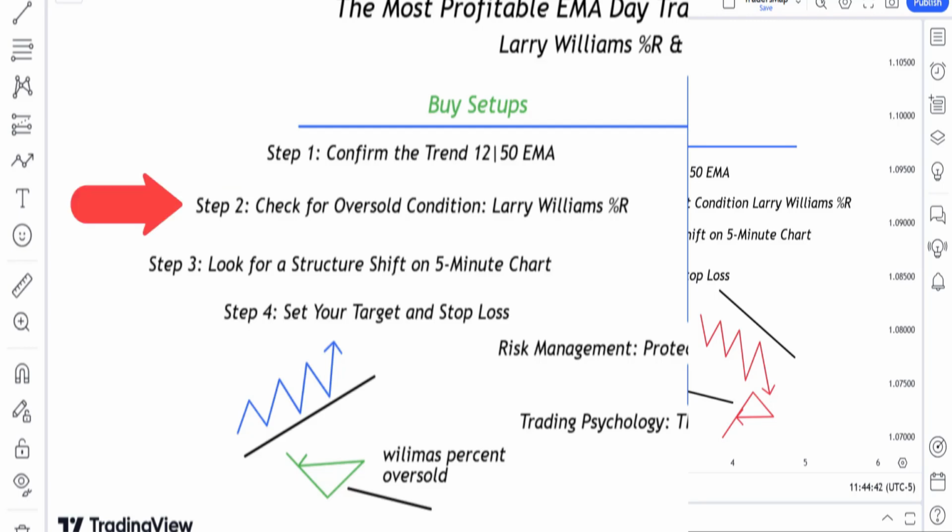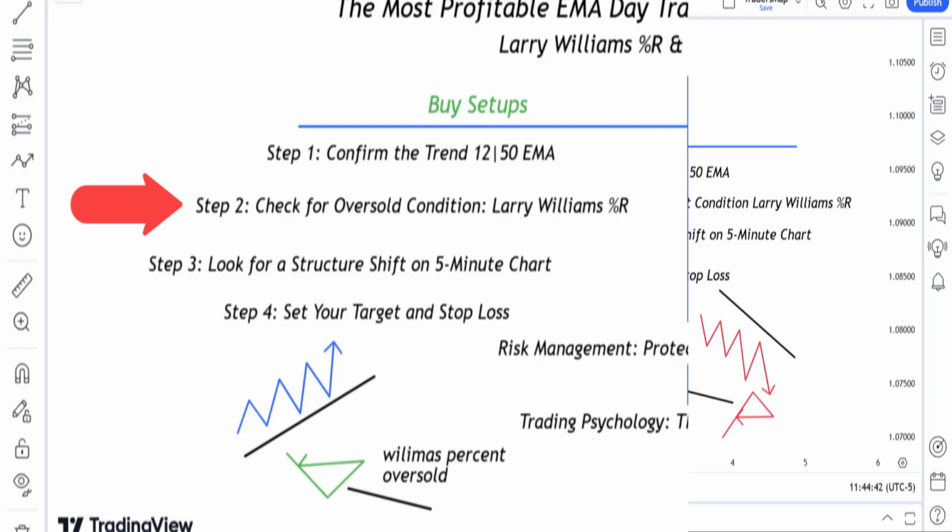Step 2. Williams %R indicator. Next, we bring in Larry Williams' famous %R indicator, a powerful tool to find market reversals. On the 15-minute chart, look for the indicator to dip into the oversold zone, typically below -80. This means the market has dropped significantly and is primed for a bounce back up.